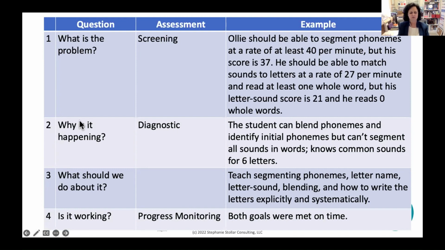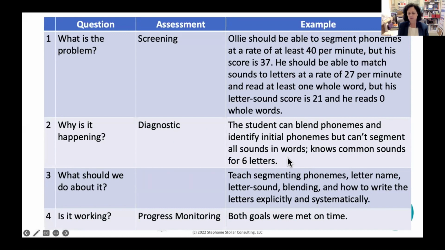The second step, problem analysis, is where diagnostic assessment data might be helpful. This is where we're fleshing out how and why is the problem. We're collecting data to answer questions that we have. The questions that we generate to help with problem analysis come from the simple view of reading. So we might have questions about language comprehension. We might have questions about word recognition. Certainly we have questions about word recognition because that's where the problem was defined. So we would be choosing a diagnostic assessment to answer our problem analysis questions.